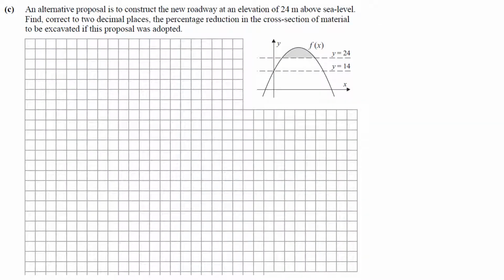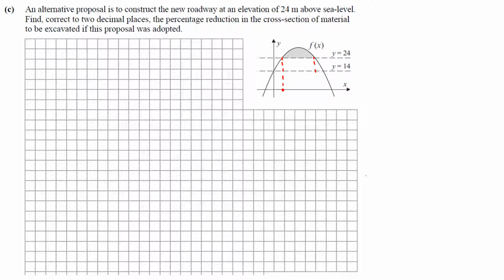Now, the last part of this question says an alternative proposal is to construct the new roadway at an elevation of 24 metres above sea level. Find, correct to 2 decimal places, the percentage reduction in the cross-section material to be excavated if this proposal was adopted. So basically it's saying, look, we're going to get a smaller shaded area, and what's the reduction? This seems like a straightforward question. However, we have a little bit that we do need to do. The first thing we're going to do is figure out, what's this value here?